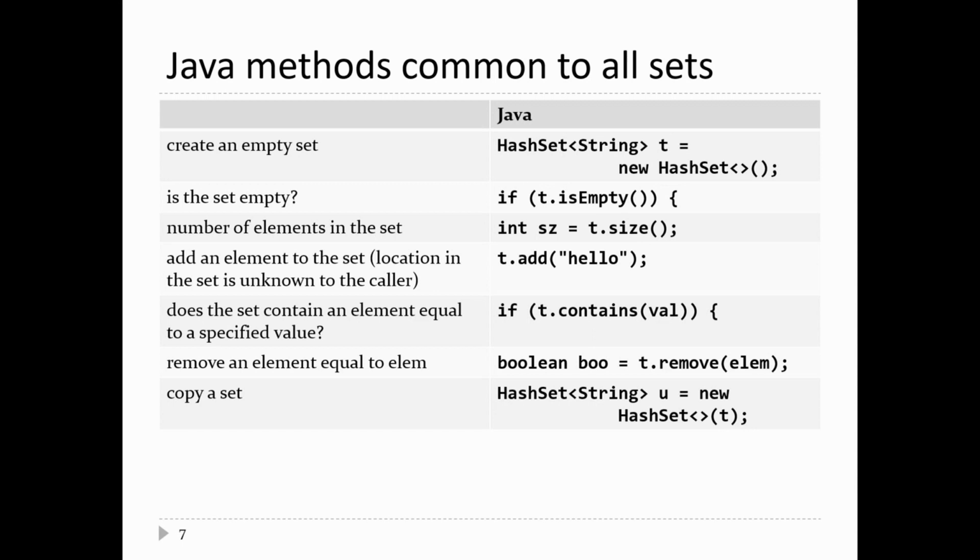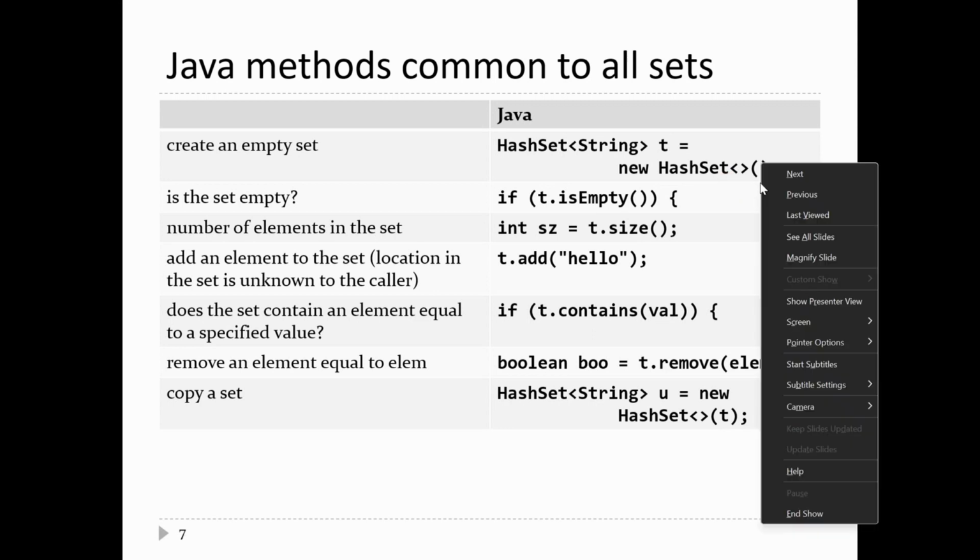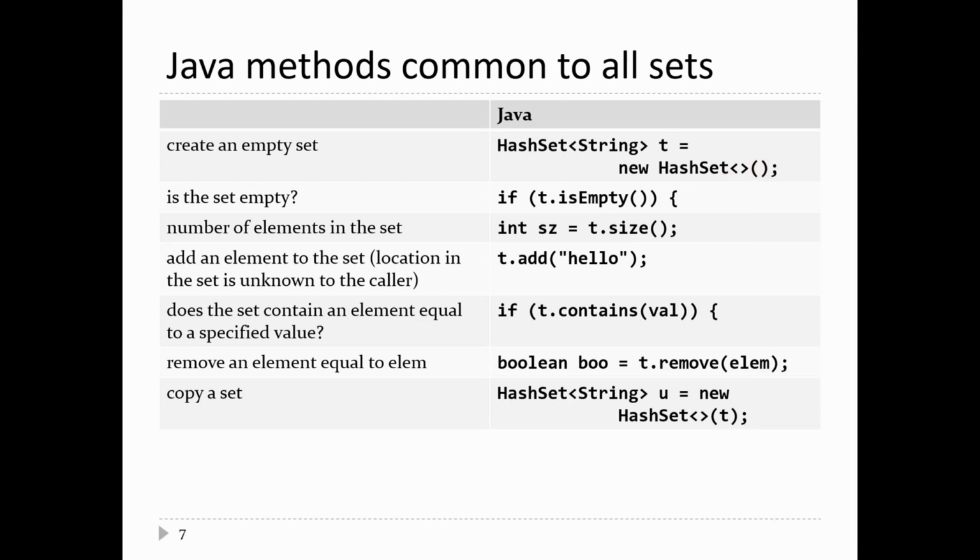Okay, so what can you do with sets? Well, I can make a set. So to make an empty set, just call the set constructor and pass in no argument here. Is the set empty? Well, that's just the isEmpty method. How big is the set? That's just size. So these are all the same methods that we used for list. How do I add something to a set? Well, you just call add, again exactly the same as with list.